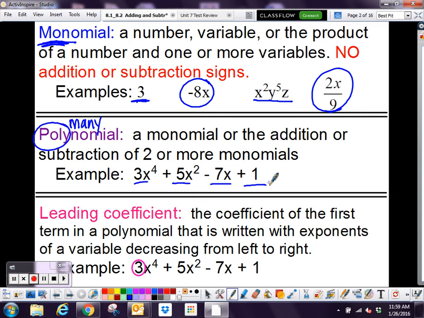Okay, we're going to look at what a leading coefficient is. You already know what a coefficient is, but a leading coefficient is the coefficient of the first term in a polynomial that is written with exponents of a variable decreasing from left to right. So here's what that means. Okay, if you notice these exponents, you've got a 4, a 2, a 1, and a 0, a nothing. Okay, so notice your exponents are going in decreasing order. That's the way that you're going to want to write your answers to all these problems that we work, from biggest exponent down to the smallest. So your leading coefficient here would be 3.